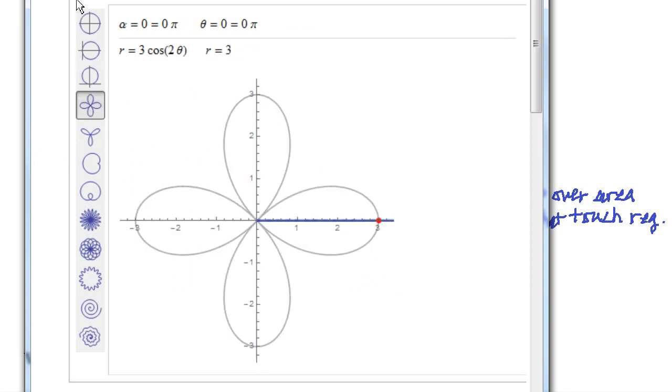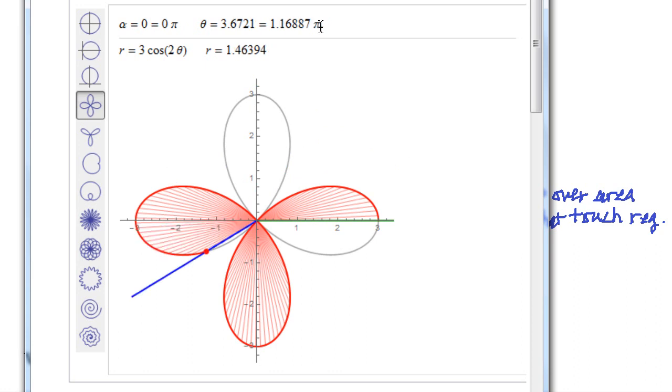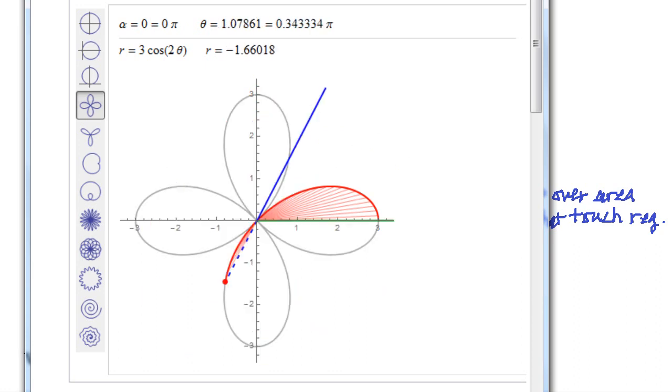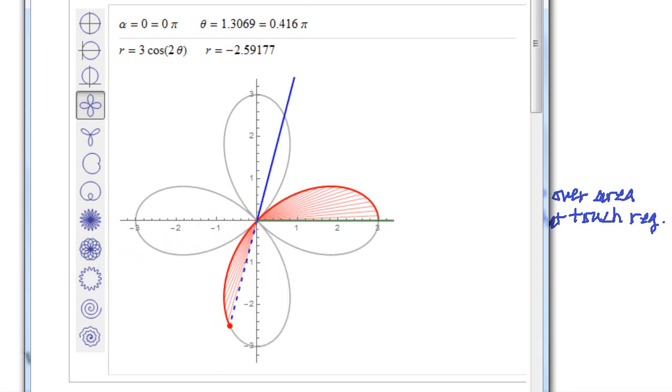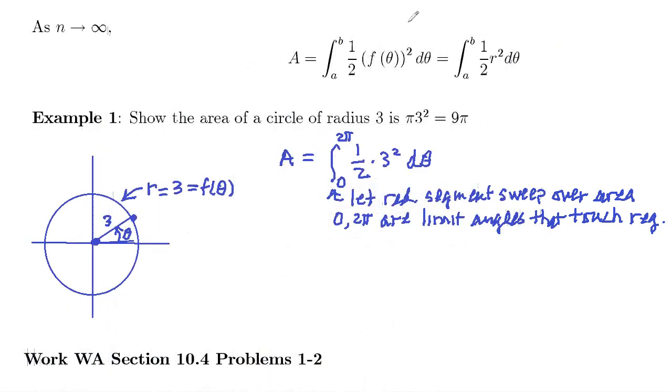So here's a four-leaf rose. It's 3 cosine 2 theta. And watch how it adds up the slices. So again, some positive radius, some negative radius there. But it's just adding up those slices of pie as you let that radial segment sweep over the region. Now, one thing to notice with this one, and we'll consider something like this, is that you have symmetry. So this piece here is the same as this one here. So you really just have to find the area of this piece and then multiply it by 8 because all the petals are the same. Okay, well, back to our problem.